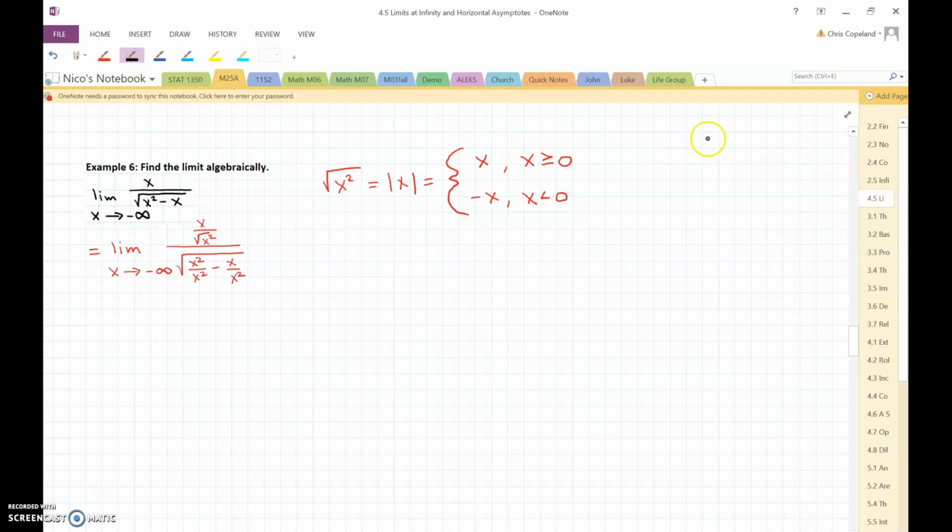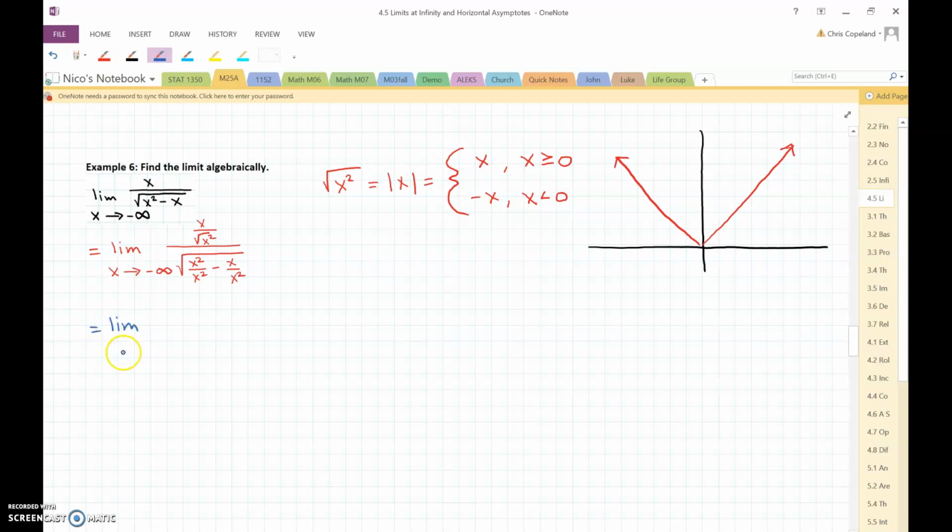So let's do a graph. Okay, so the absolute value function would look like this. Okay. So let's simplify this now, knowing all of this.